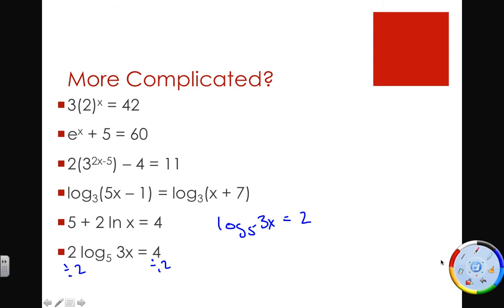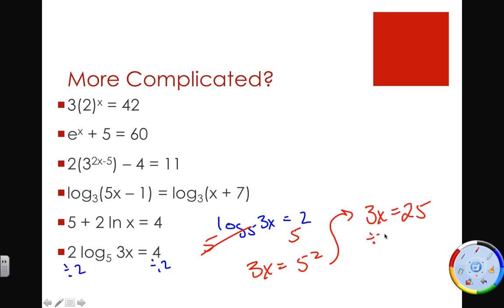I'm going to use exponential, not base e, because that'd be silly. This is base 5, so I'm going to take base 5 of both sides. I'm just going to cancel that. I'm going to get 3x equals 5 to the second. Well, that's nice because 3x equals 25. Divide by 3, and I'm going to get x equals 25 over 3, which is approximately 8.3.